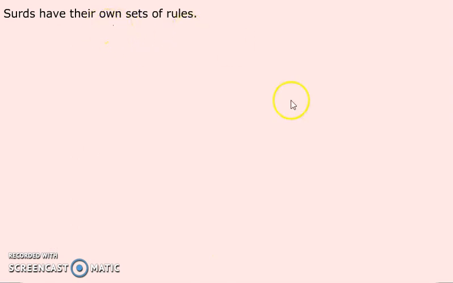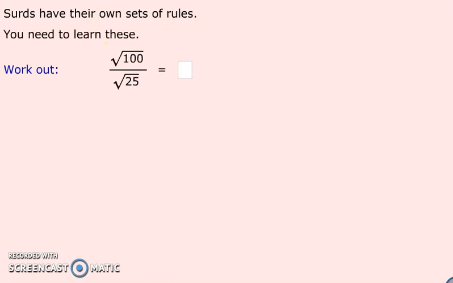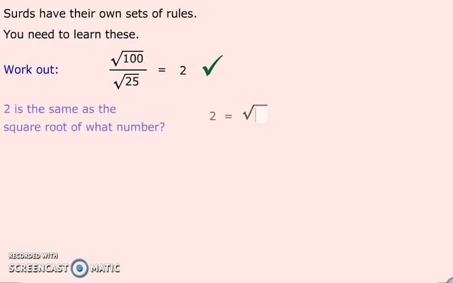Now the second rule is for division. So of course you need to learn these also. So what do you think? Square root of 100 divided by square root of 25. I would say square root of 4. Now let's try. No, that's not right. Why? Because it is square root of 4, so without the square root it is 2. Yes, you're right. So square root of 4 is 2.